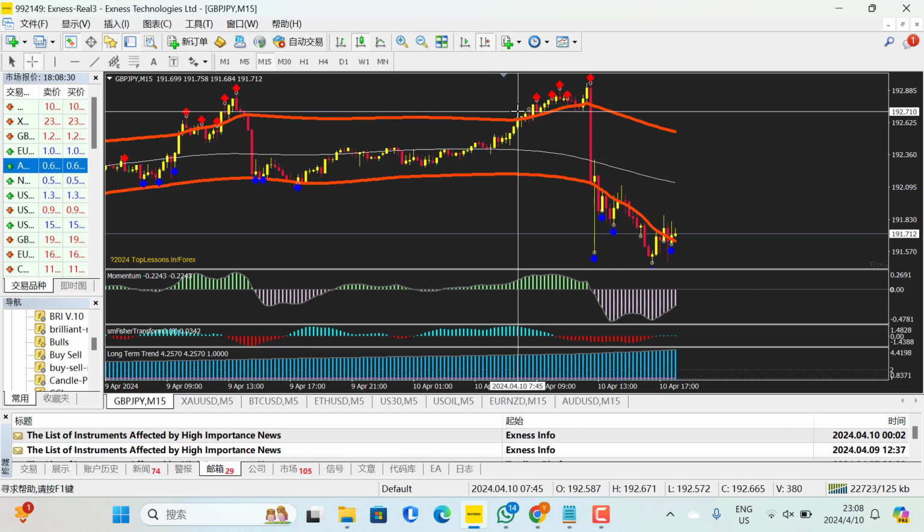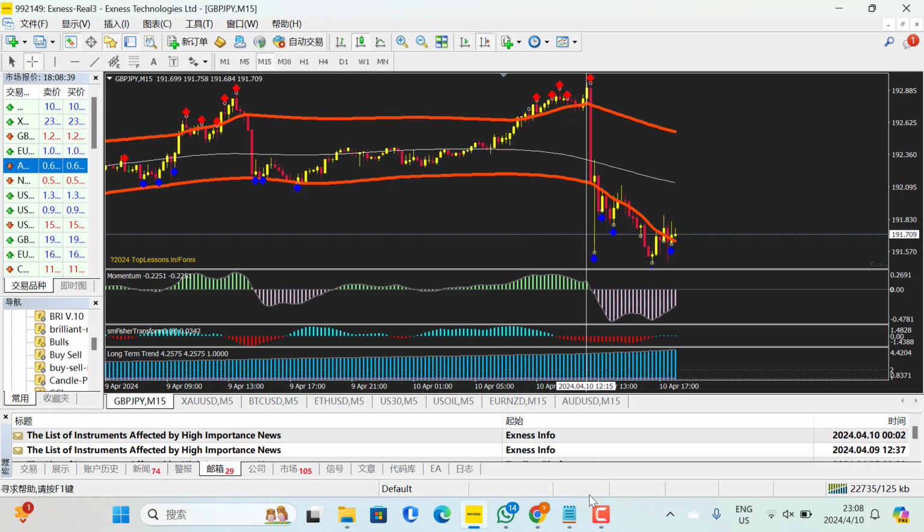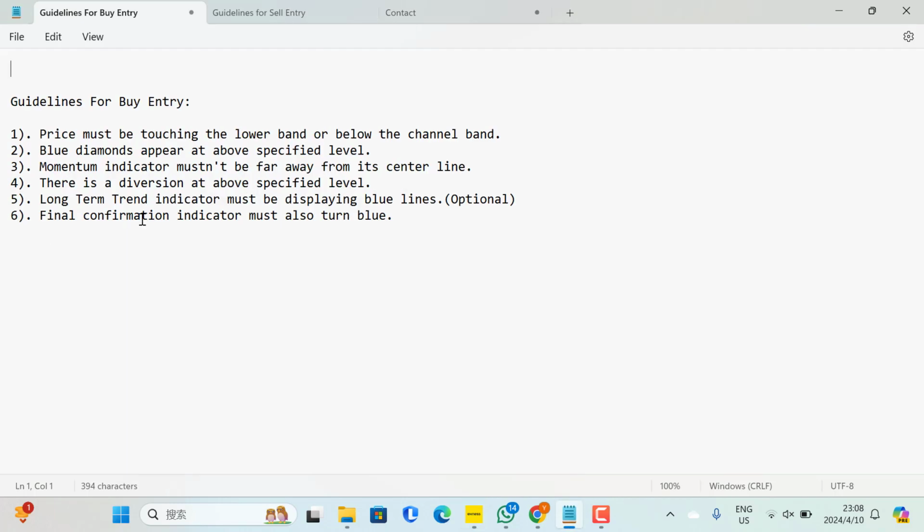I have been using this setup for quite some time now, and it is actually a 6-step based trading setup, and I will show you a step-by-step guide. These are the conditions. I have listed down all of my conditions here.